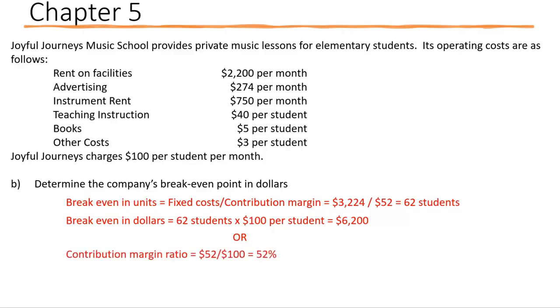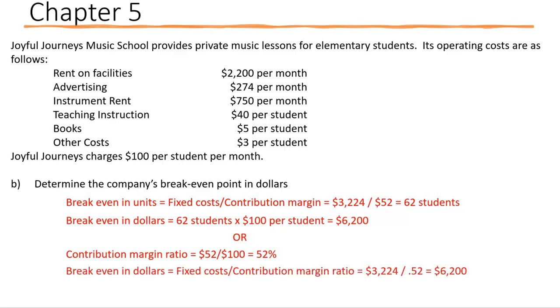Or we could have done it this way, where we calculate our contribution margin ratio, 52%. So that's our contribution margin divided by our sales. So $52 per student divided by $100 per student sales is 52%. We take our fixed cost divided by that contribution margin ratio. So the 3,224 divided by 0.52, we get $6,200 in break-even dollars. So that's the sales dollars we need to have in order to have zero net income.